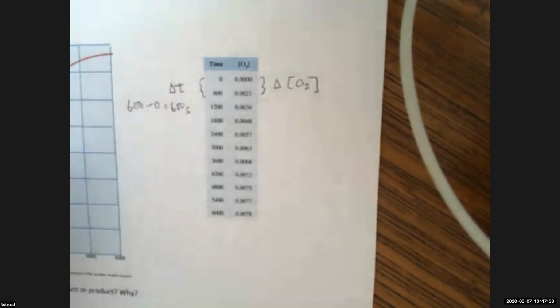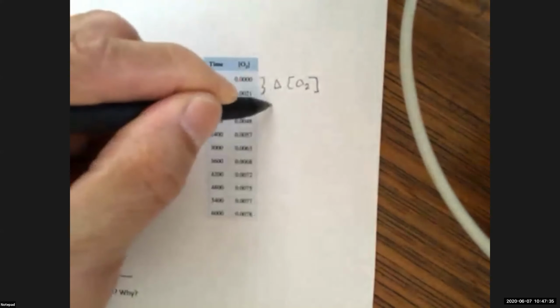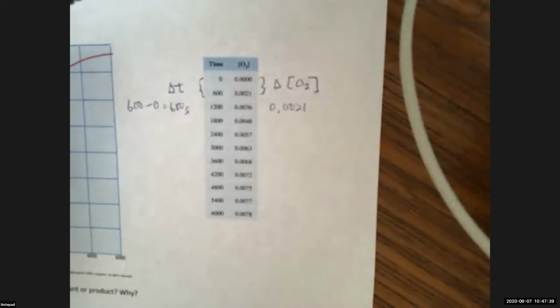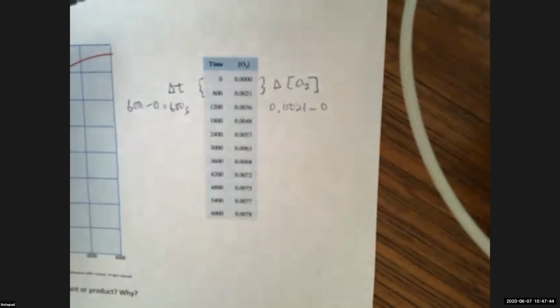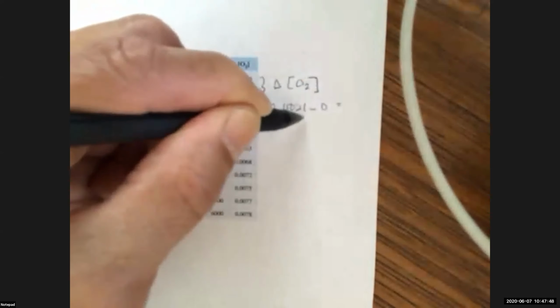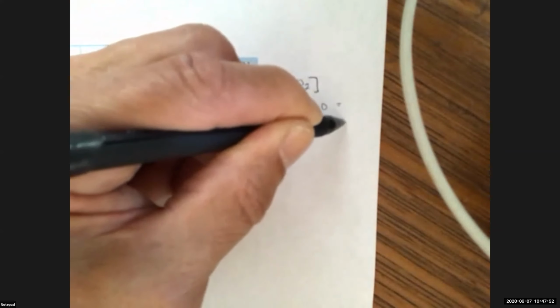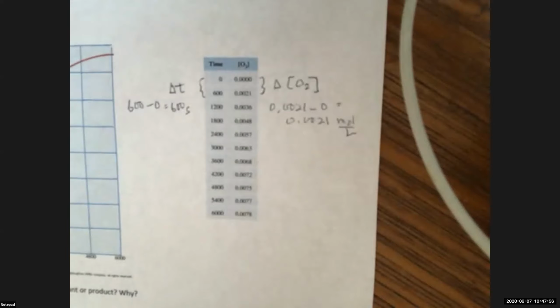And the change in oxygen is 0.0021 minus 0, which is equal to 0.0021 moles per liter. That's our molarity, moles per liter.